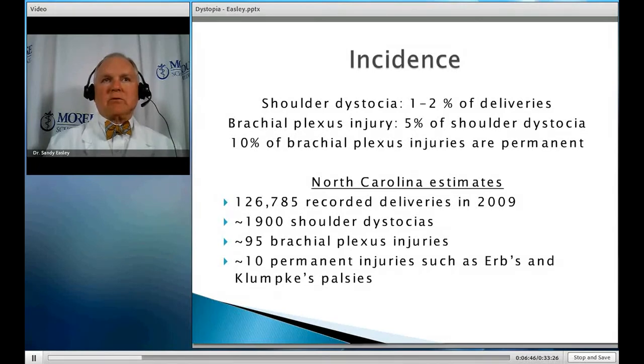Since 10% of those brachial plexus injuries would be permanent, then 19 to 20 rather than the 10 shown would be permanent injuries such as Erb's and Klumpke's palsies. Georgia, as I said, has about 140,000 deliveries, so the numbers would be about 10% higher.